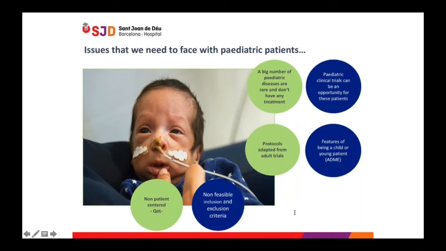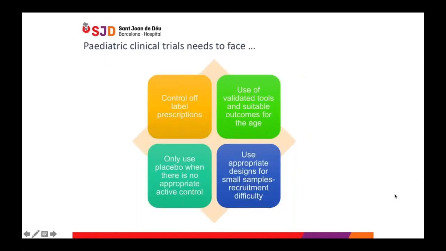Part of these protocols also include non-feasible inclusion and exclusion criteria. It means that it's sometimes so difficult to find a candidate for these studies, and this is very important. And the other thing is that if these clinical trials are not adapted for children because they come from the adult field, it means that they are also not patient-centric, and they never consider what it means to be a child, or the quality of life of the children and the family, because at the end, when a pediatric patient participates in a trial, it's the whole family who is involved. Next slide, please.